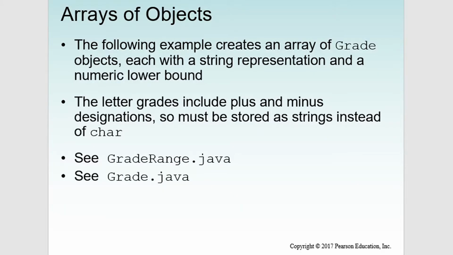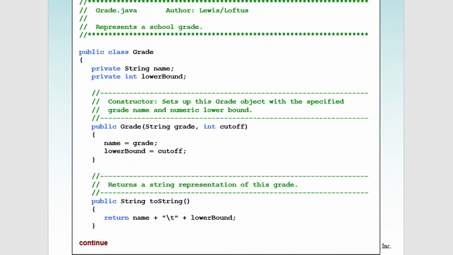The following example creates an array of grade objects, each with a string representation and a numeric lower bound. The letter grades include plus and minus designations, so they must be stored as a string instead of a char. See grade range and grade. So they created a class called Grade. It has a string for name and an integer for lower bound. Here's the constructor.